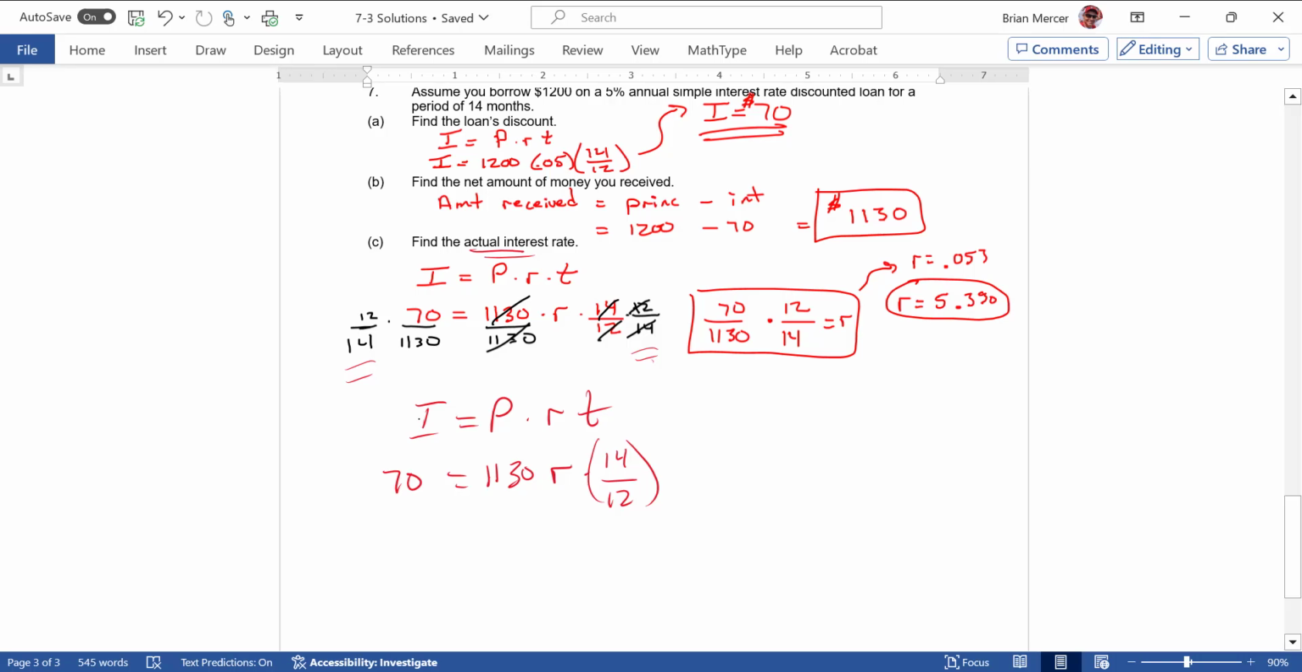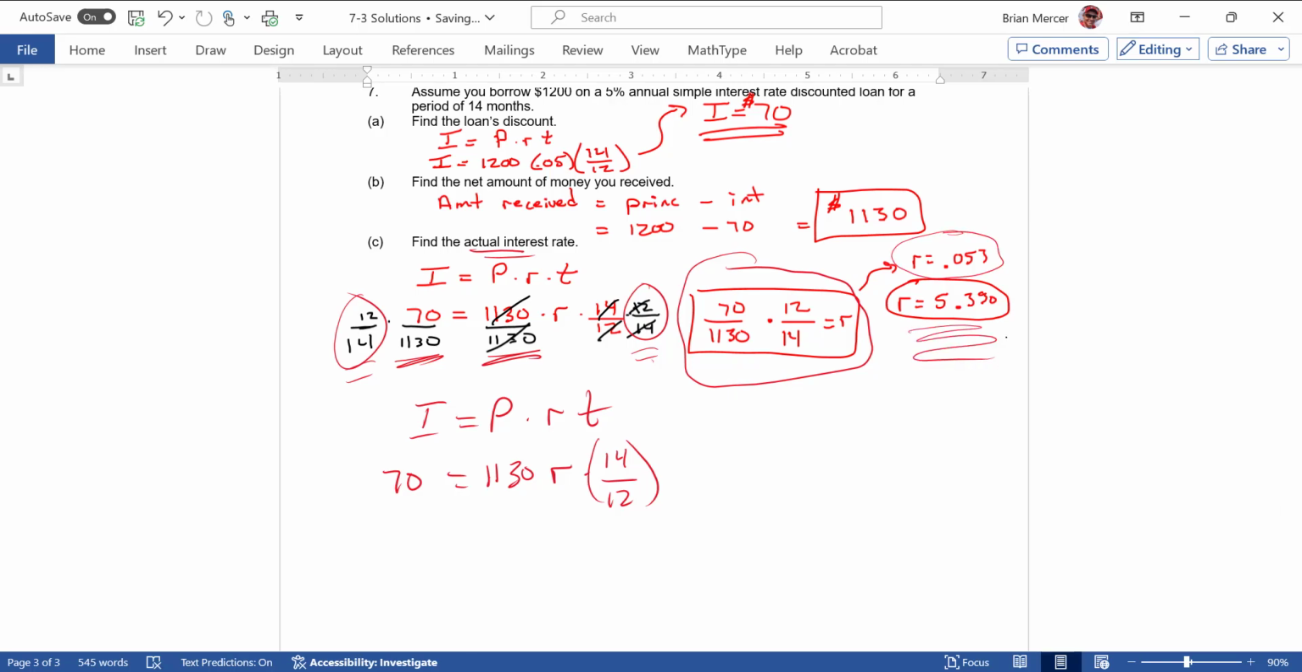And so that's for the algebra fans here. We multiply both sides by 12/14, and then all you have left is that 1130. So if you divide both sides by 1130, that leaves R by itself. And so there's the fractional form of R. And if you do all that in a calculator, you'll get that R is 0.053, which we call 5.3%. So the actual interest rate, even though it said 5, you actually end up paying 5.3%.